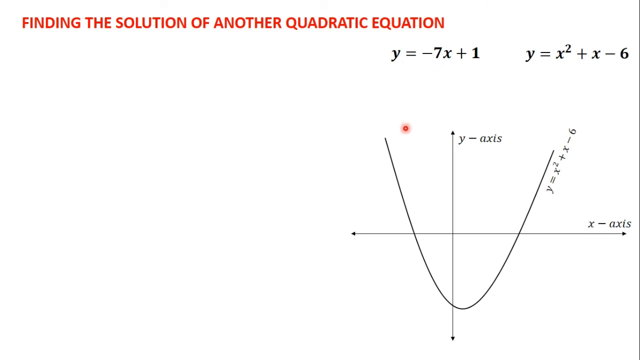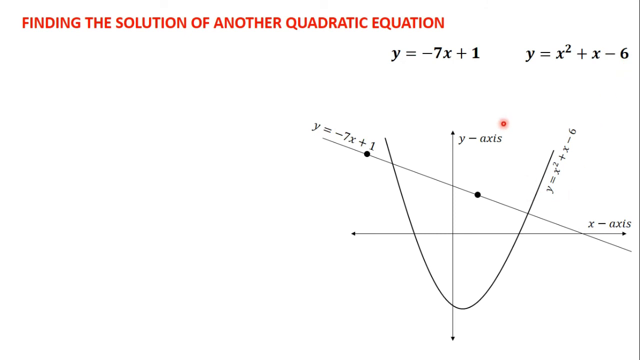So let's say that after getting those 2 points and plotting them on this graph sheet, we have the first point here and we have the second point here. So you join these 2 points to get the graph of the linear function y is equal to minus 7x plus 1. Now at this point, we have both the graph of the linear function y is equal to minus 7x plus 1 and the graph of the quadratic function y is equal to x squared plus x minus 6 on the same graph sheet.